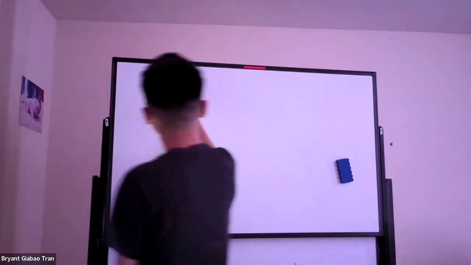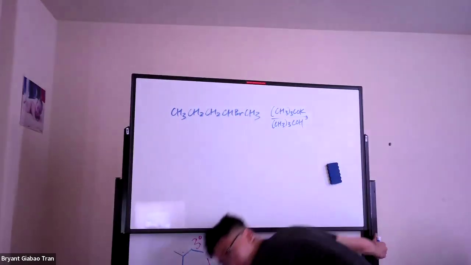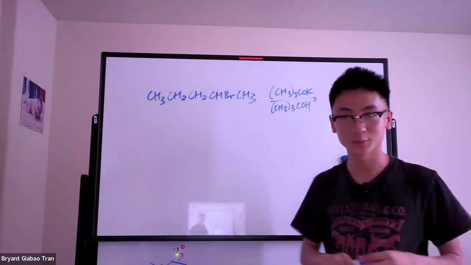So this is CH3, CH2, CH2, CHBr, CH3, reacting with CH3, 3COK in CH3, 3COH. Okay. First, let's draw out this condensed formula into bond line formula. So how would you draw this condensed formula into bond line formula here?